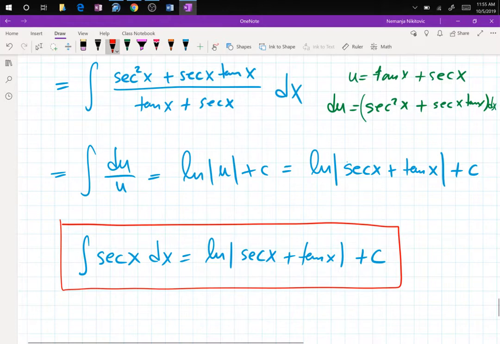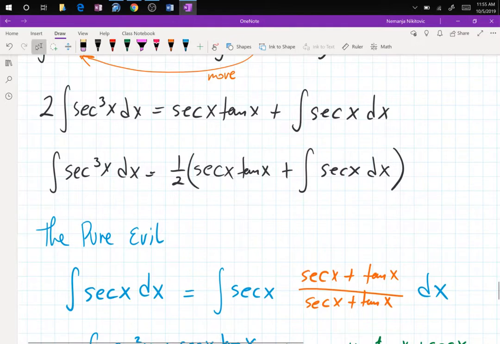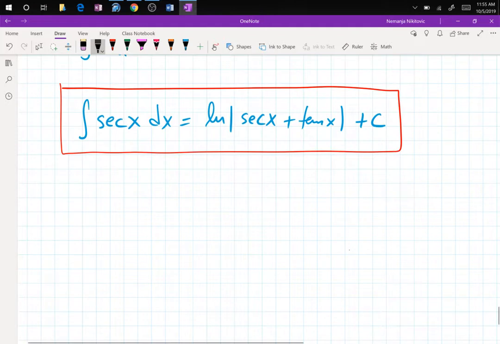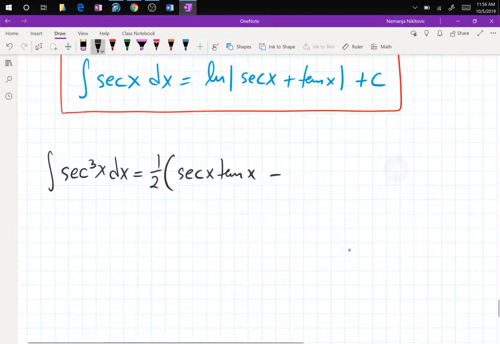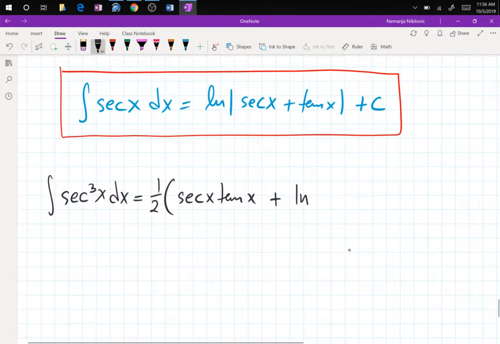So now that we did this thing in blue, I can insert this answer into the black problem, right? And finally get the answer that the integral of secant cubed x dx is equal to 1/2 open parenthesis secant x tangent x. Was that a minus or a plus there? Plus ln of secant x plus tangent x, and then everything plus c.